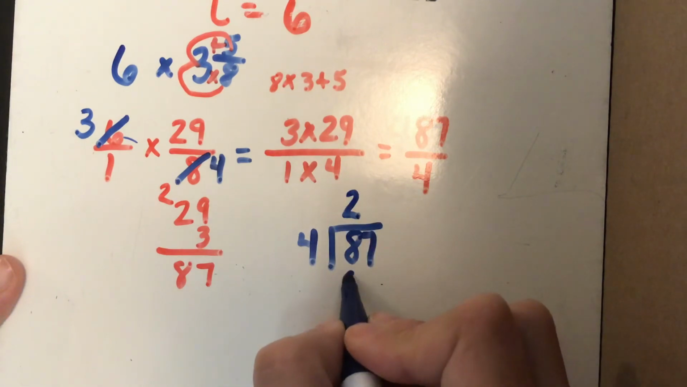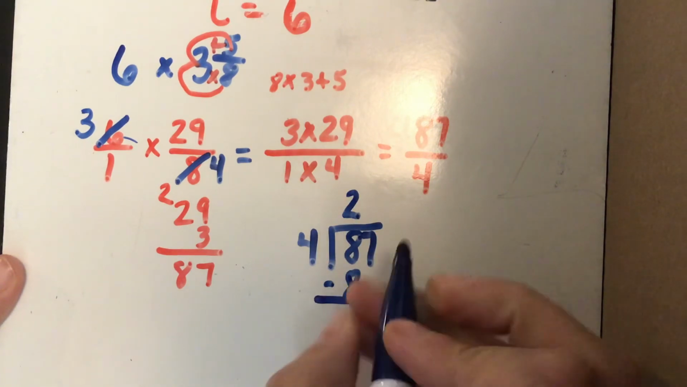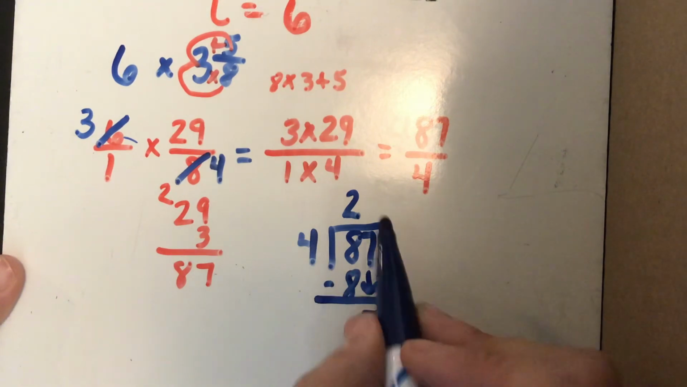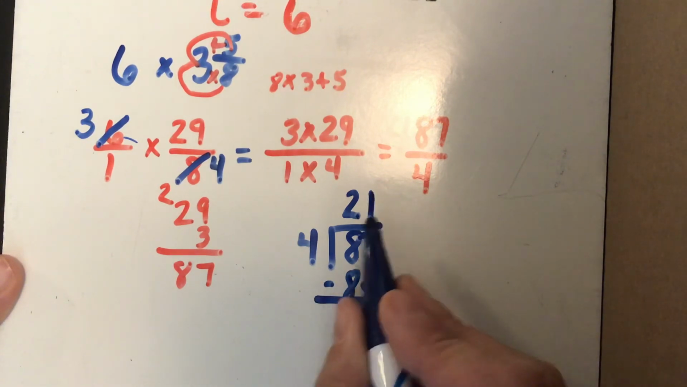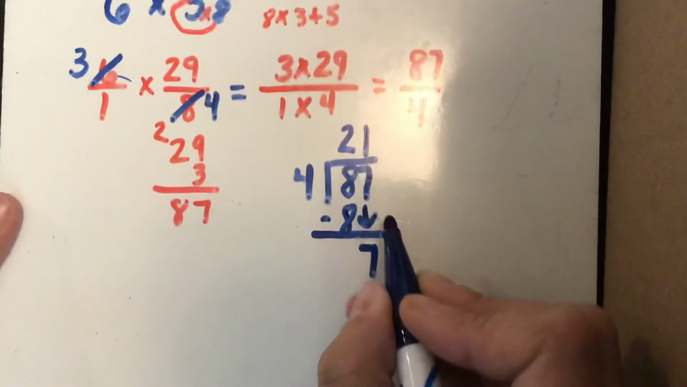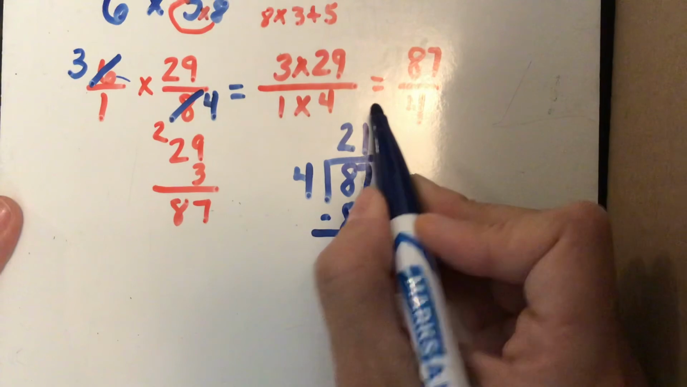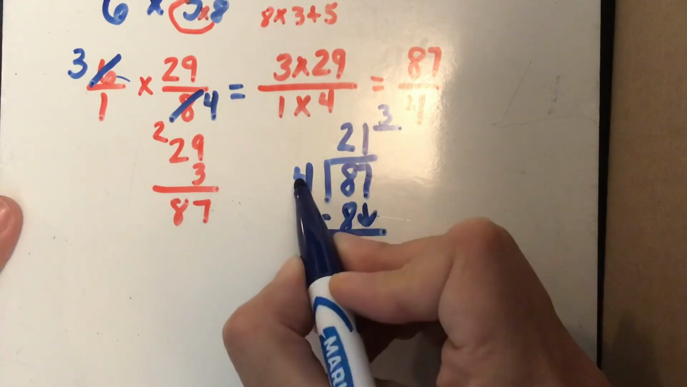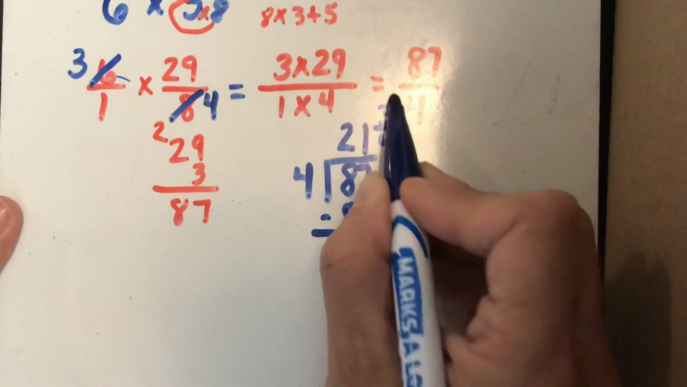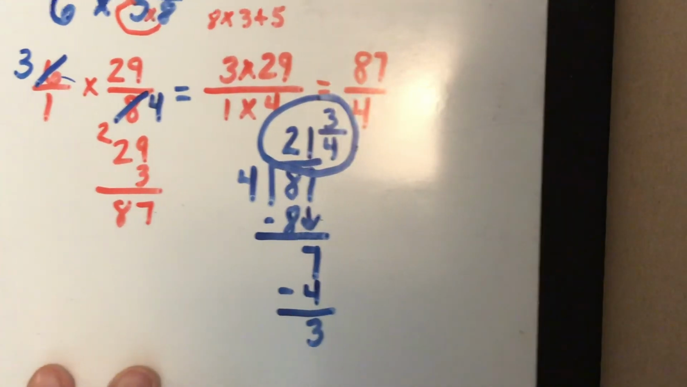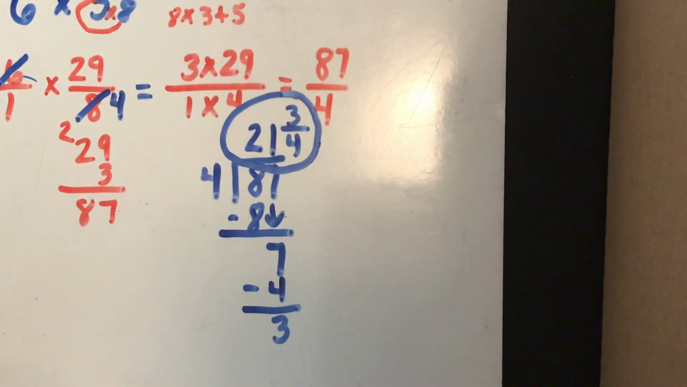2 times 4 is 8. Then I'm going to subtract that, get 0, so I bring down the 7. 4 goes into 7 one time. 1 times 4 is 4. Subtract that, you get 3. 3 is your remainder with 4 as your denominator. And there's your answer, 21 3/4.